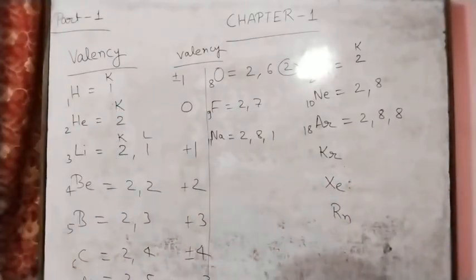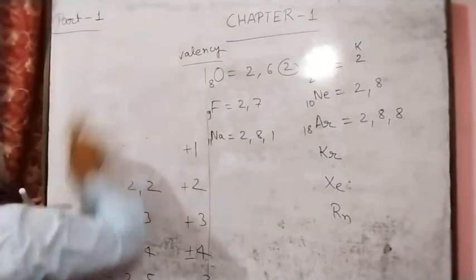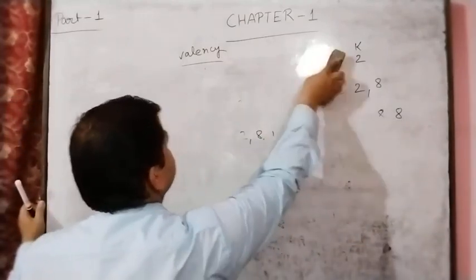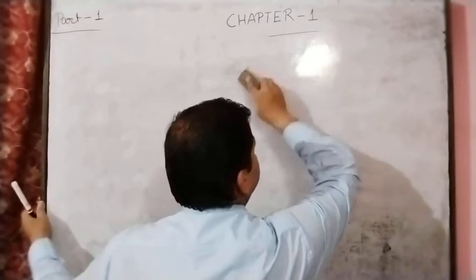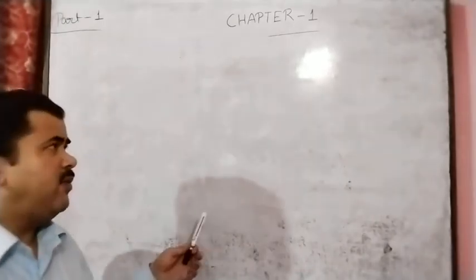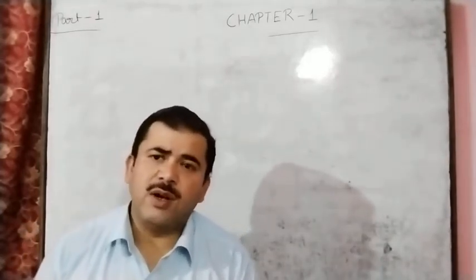Next topic, variable valency. Here in the variable valency, some elements have the variable valency, meaning more than one valency.